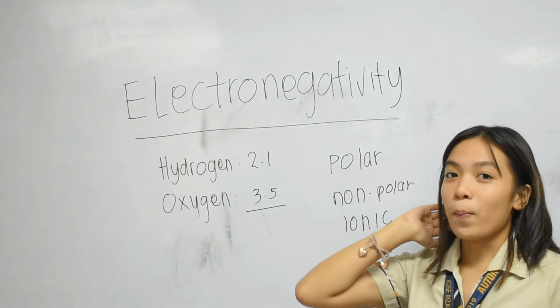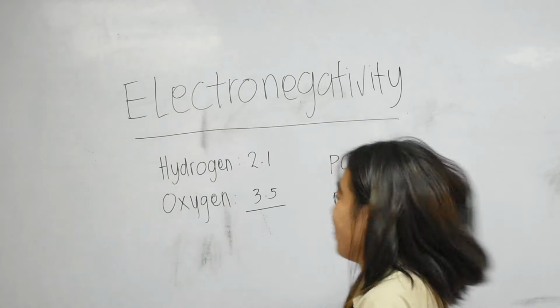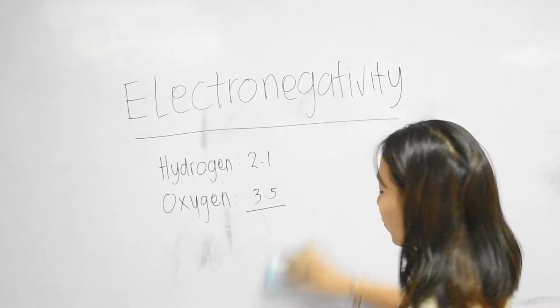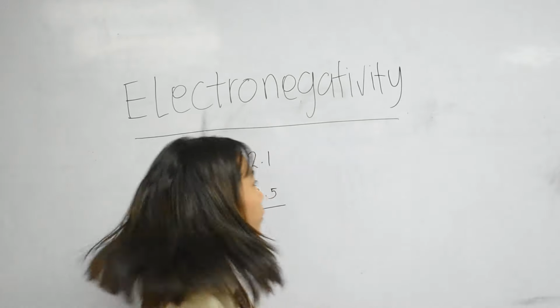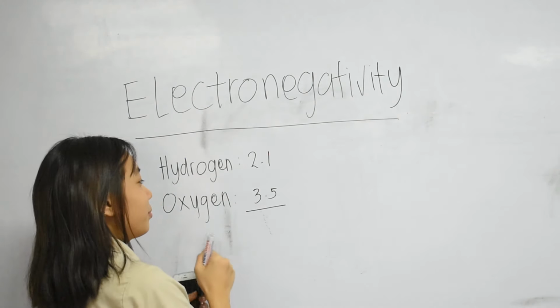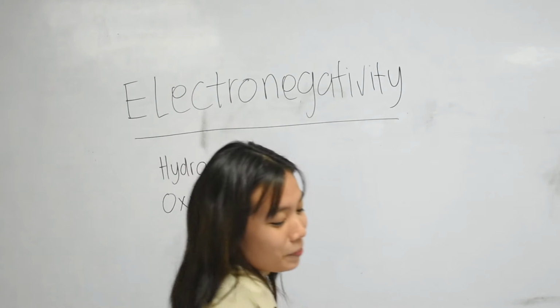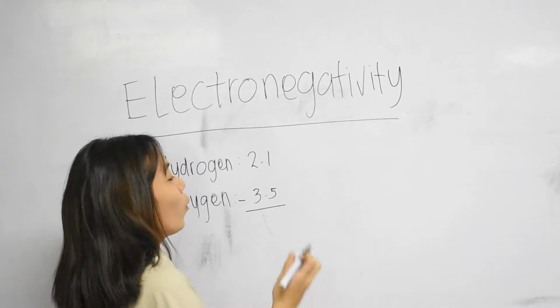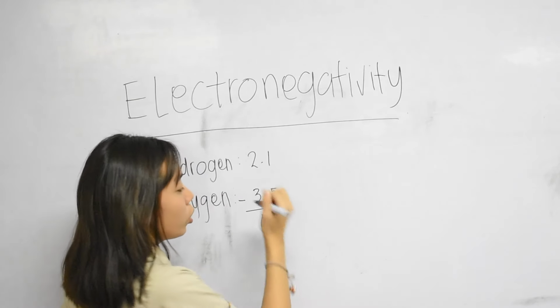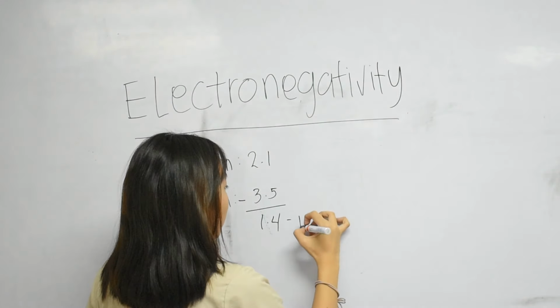So here's an example of finding the electronegativity. We have hydrogen and oxygen. So subtract. The answer is 1.4. So 1.4 falls under non-polar.